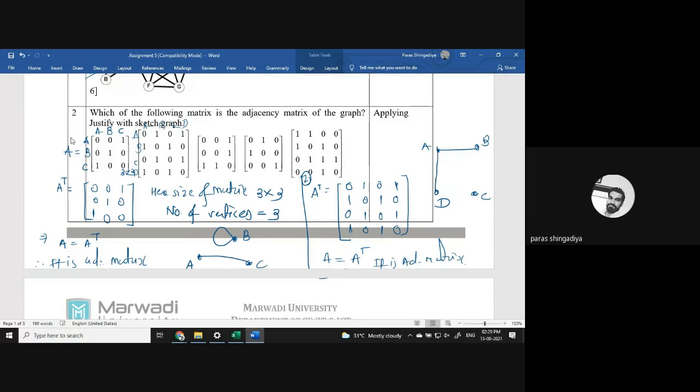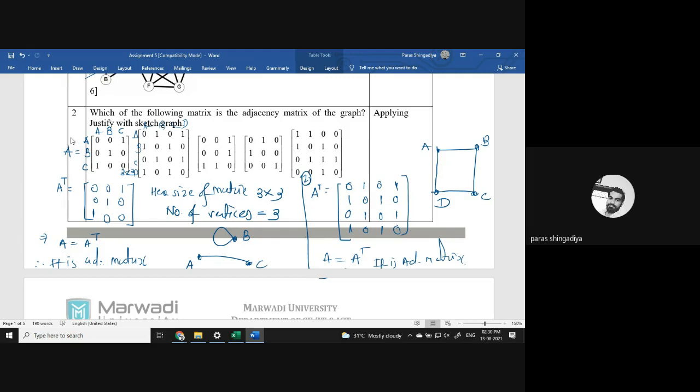Now do it for the second row. B to A is 1, that is already connected. B to B is 0, no loop at B. B and C is 1, so connect B and C. Clear? And B to D is 0, no connection between B and D. And then for C, C to A is 0, there is no edge. C to B is 1, that is already connected. C to C is 0 and C to D is 1, so connect C and D. And for D, D to A is 1 and D to C is 1, that is already connected. Okay, so we'll get this type of graph.